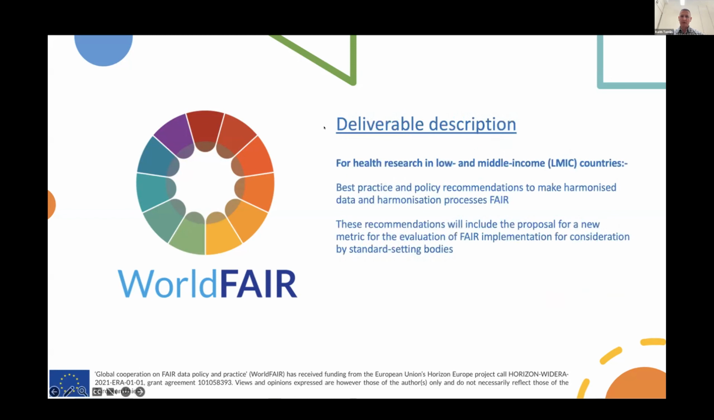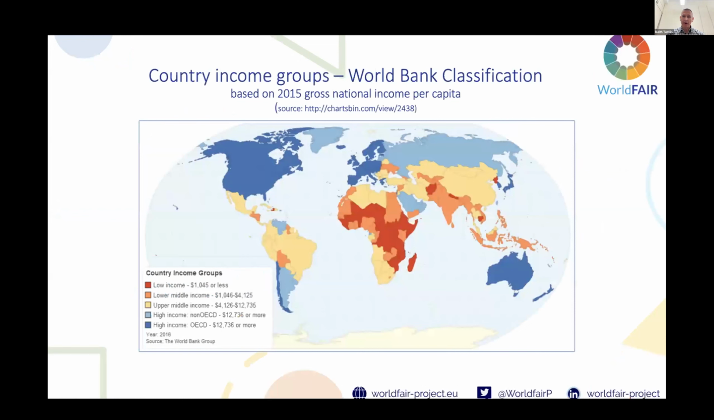Here's a brief description of the actual final deliverable itself. Specifically looking at health research in low and middle income countries, we're looking at best practice and policy recommendations to make harmonized data and harmonization processes FAIR. These recommendations also include a proposal for a new metric for the evaluation of FAIR implementation. And that is something that I will return to at the very end of the presentation.